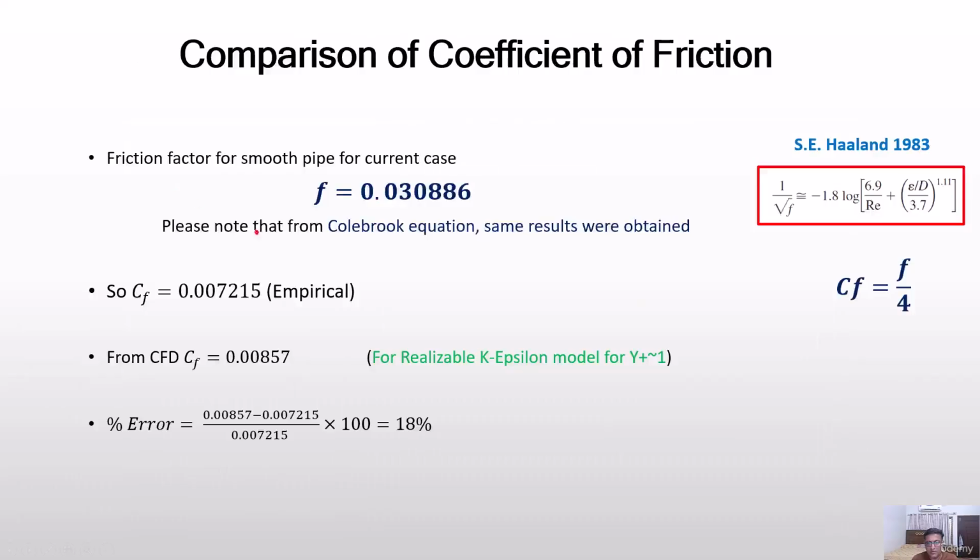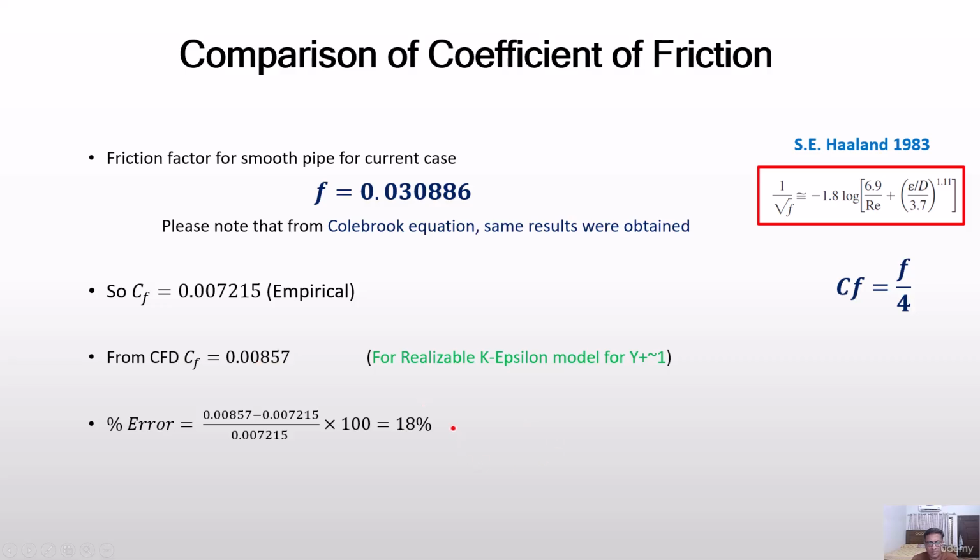Okay, then we compared, this is again from the ICEM CFD mesh file. We compared the f, and we can find Cf directly from this formula. So Cf is equal to f upon 4. This is from an empirical formula, Holland 1983. And from CFD, Cf is equal to 0.008573. So the error is like 18%.